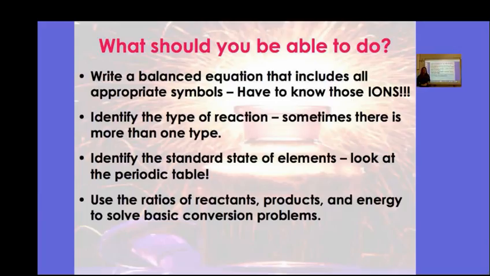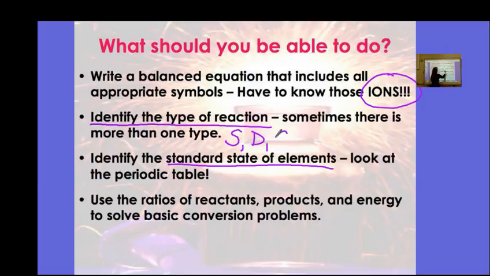And what are you going to have to be able to do? For the test for this unit, you're going to have to write a balanced equation from words to symbols. Include all appropriate symbols, so the solid, the liquid, the gas, the states as well, a standard state of the elements. You have to know your ions so you can swap and drop. You'll be able to list or identify the type of reaction. Is it a synthesis, decomp, combustion, single displacement, double displacement, or neutralization reaction? And then you also have to be able to use the ratios of the reactants and the products and sometimes the energy to solve basic conversion problems.